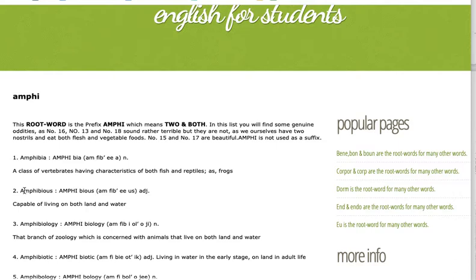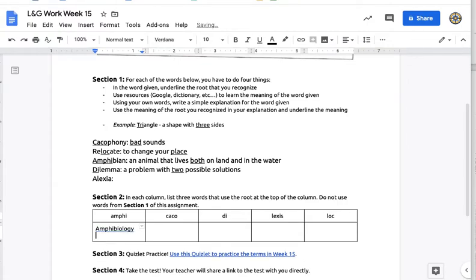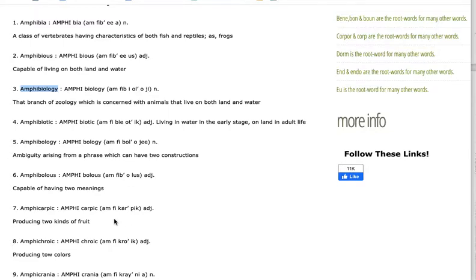Amphibious, capable of living on both land and water. How about this? Amphibiology, a branch of zoology that is concerned with animals that live on both land and water. So that's a lot like the word that I used before. So I'm going to copy that explanation. I'm just going to paste it here. I'm going to try and find 2 more words.